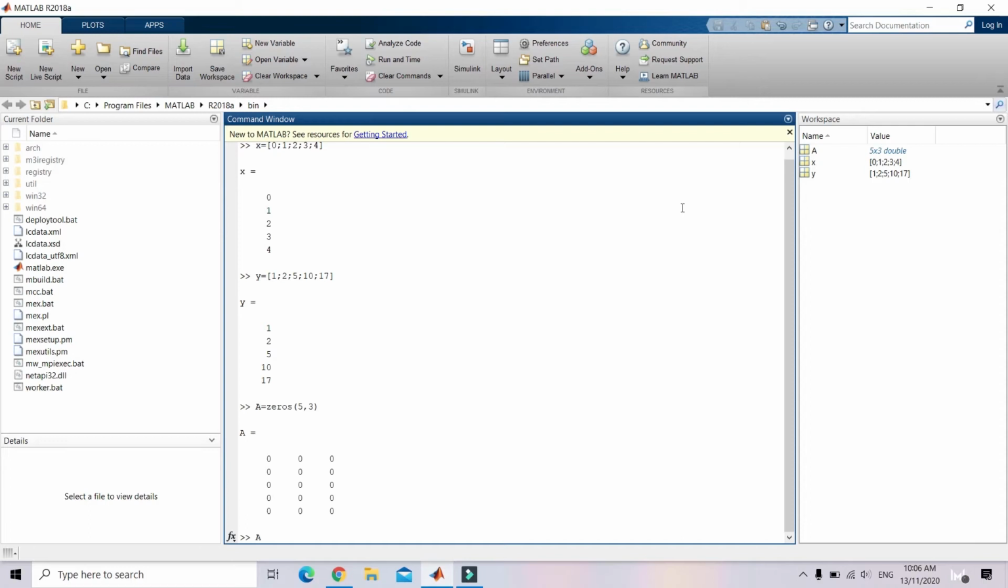For the first column of matrix A, we put the value of x squared. For the second column of matrix A, we put the value of x. And for the third column of matrix A, we put the value of 1, because when x equals 0, the value of f(x) will be 1.